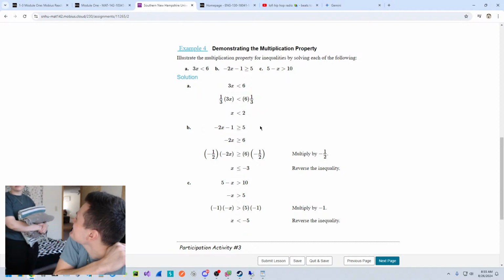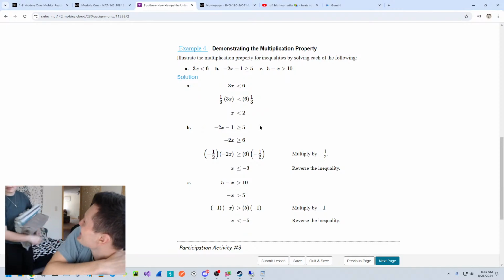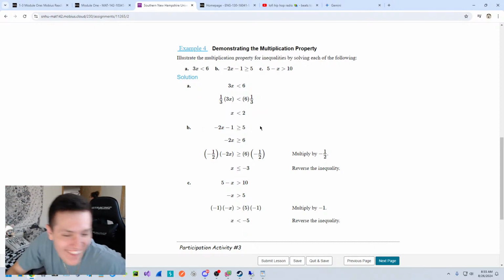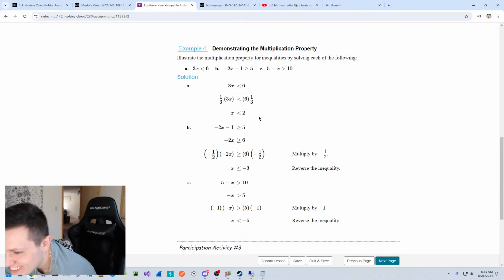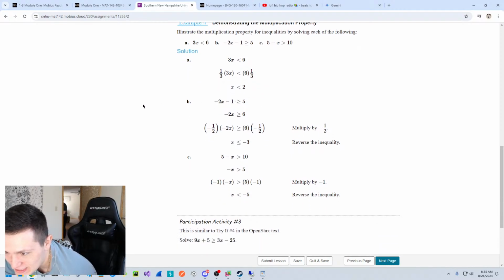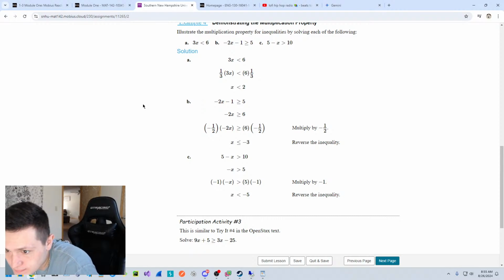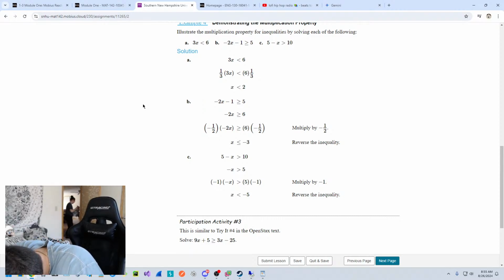That's some bullshit, isn't it? I don't know, how are you supposed to remember that? This is where it gets confusing. I'm gonna have to write this out. So, negative 2x.